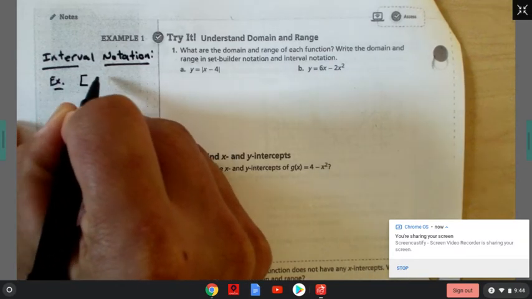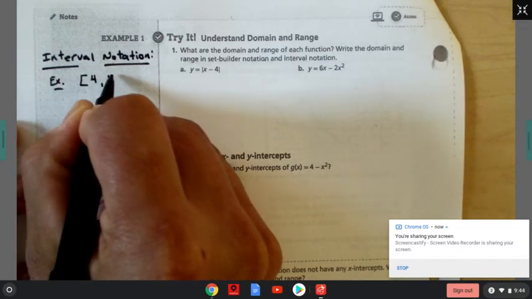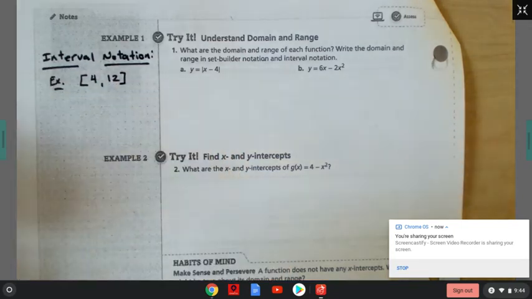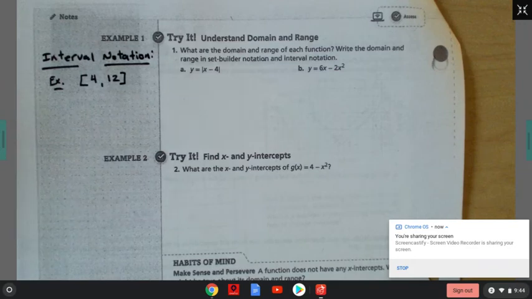Let's say we had a range of numbers from 4 to 12, and we put brackets around them. Okay, so that means any number from 4 all the way up to 12 would be an answer for whatever the problem is that we're working with. So 5 would work, 6 would work, 4.5, 4.7, 8.6, whatever it might be.